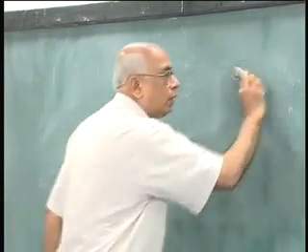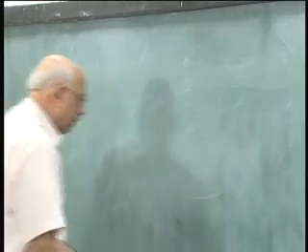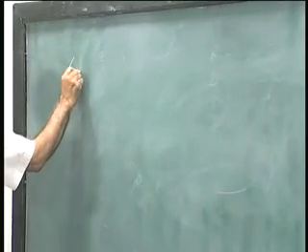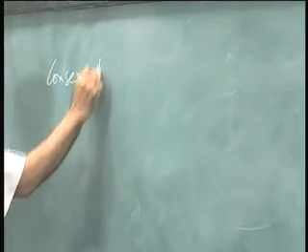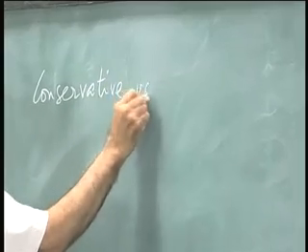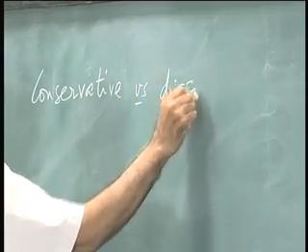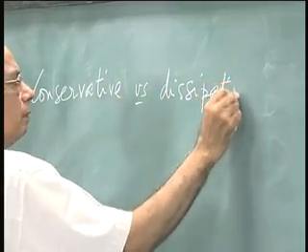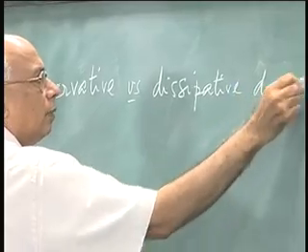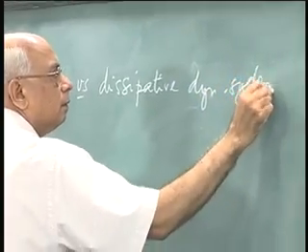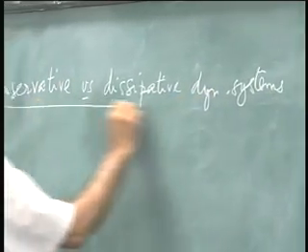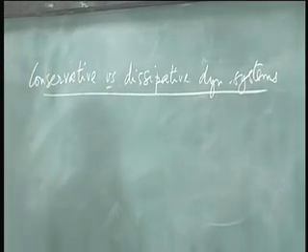So let us define now what we mean by conservative versus dissipative dynamical systems. It is a useful classification, not a very significant one in certain respects, but the one I am going to make now is going to be applicable directly to Hamiltonian flows, which we will look at.